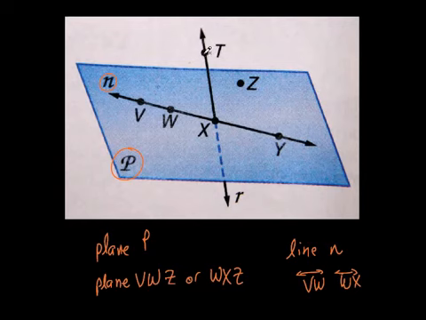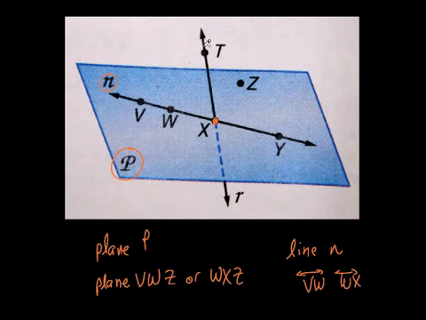And look at this line right here. Look at line TX, or you could call it line R. Let's call it line TX. Does line TX lie on the plane? No. This line lies on the plane. This line does not. What it does, it hits the plane at one point, and we call that an intersection.